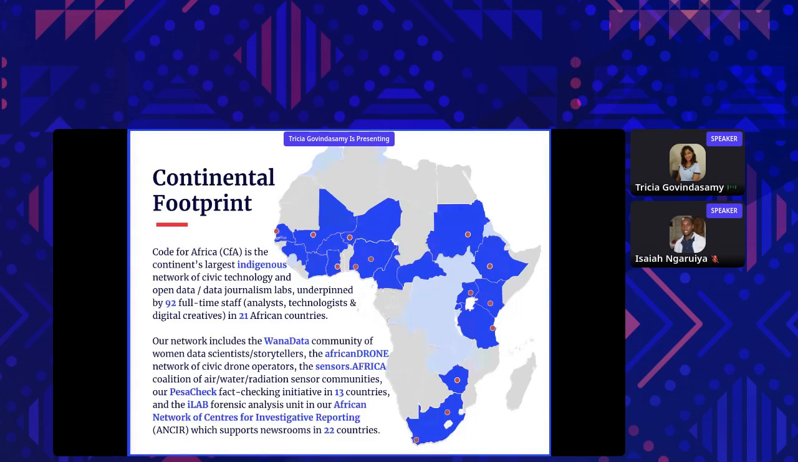In our network, we have a Data community. So this is a community for data scientists, data journalists, designers, and this is women only. Then we have African Drone, which is a network of civic drone operators. We have Census Africa, which is a team that deploys air quality and water quality sensors and then collects data based off that. Our PesaCheck team is our fact-checking unit, and they're based in 13 different countries. And then our iLab team does forensic analysis, such as social media analysis.